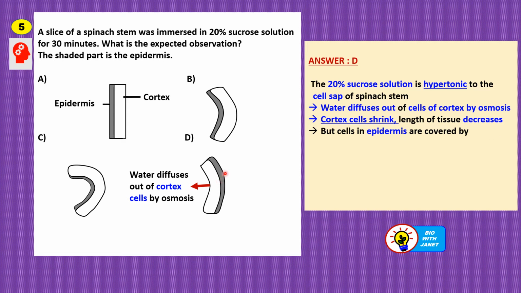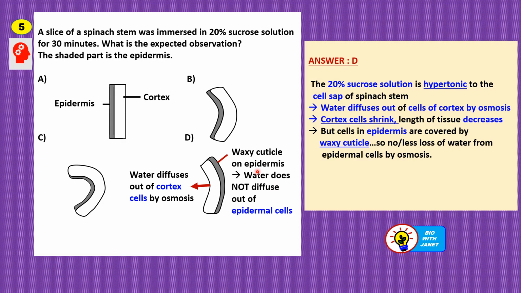But for the cells in the epidermis, the shaded part here, the upper part of the cells is covered by a waxy cuticle, which is impermeable to water. It doesn't allow water in the cells to diffuse out by osmosis, okay? So no or less loss of water occurs from the epidermal cells by osmosis. Water doesn't diffuse out from the epidermal cells, okay? Waxy cuticle on epidermis, water does not diffuse out of the epidermal cells.